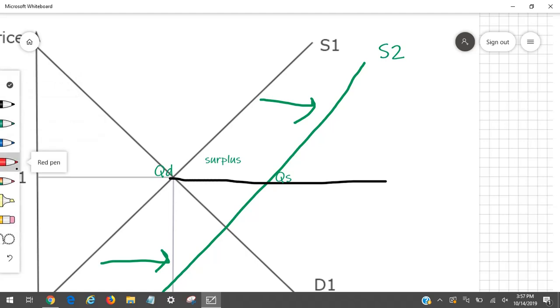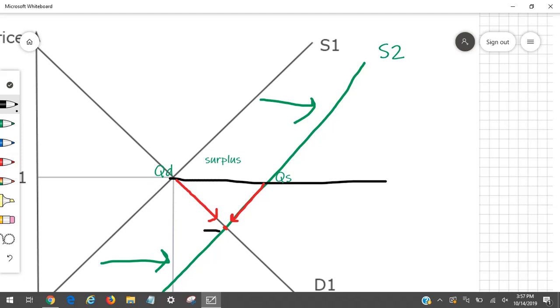So the price of chicken is going to start to drop, and as it does, I'm going to move downward along my demand curve, downward along my supply curve, and I'm going to keep doing that until that new equilibrium, that new intersection point is reached. So the surplus drives the price down, which moves you downward along your demand curve, downward along your supply curve until you get to the new equilibrium.